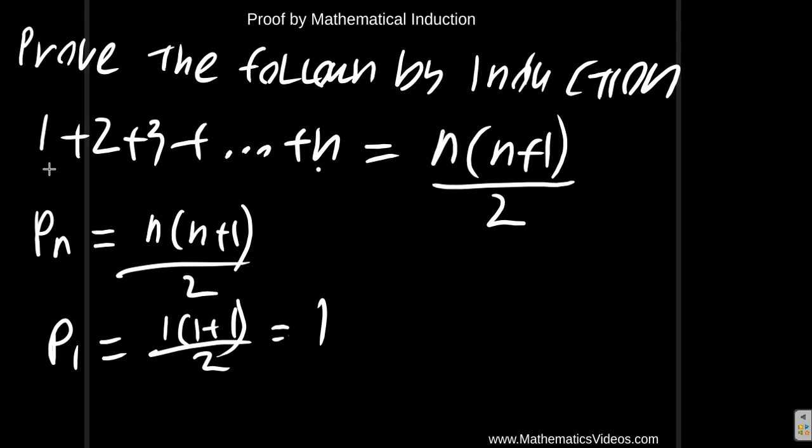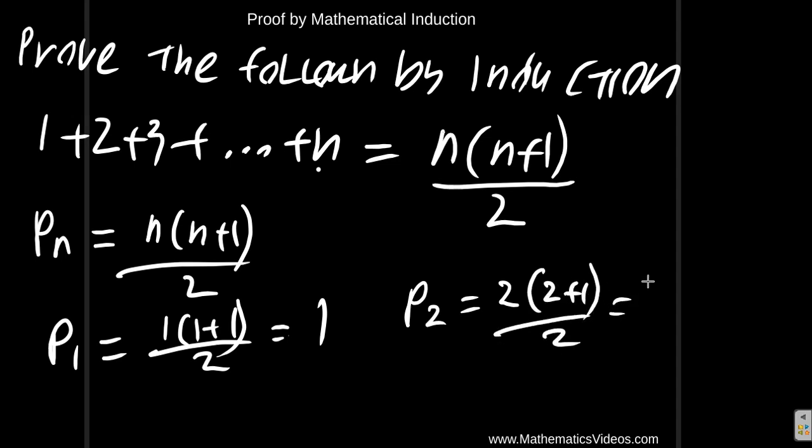If you want to show that P2 is true, no problem. The term in position 2. When you do it, you're supposed to get 3, because 1 plus 2 is equal to 3. P2 means n is 2. So 2 times (2 plus 1) divided by 2. So, 2 plus 1 is 3, and you could just cancel out the 2 and get 3.